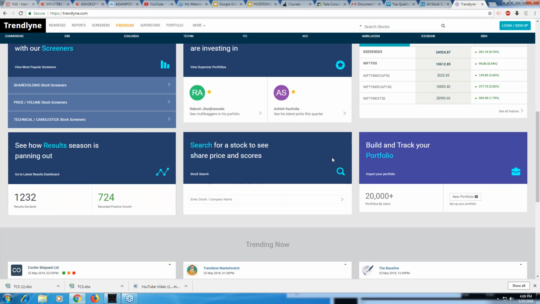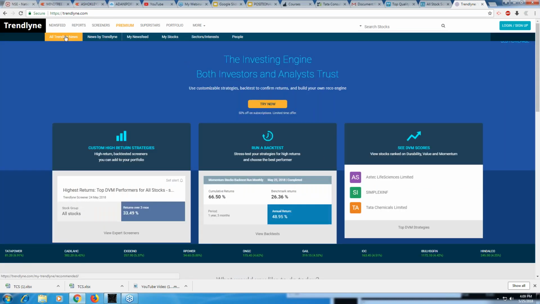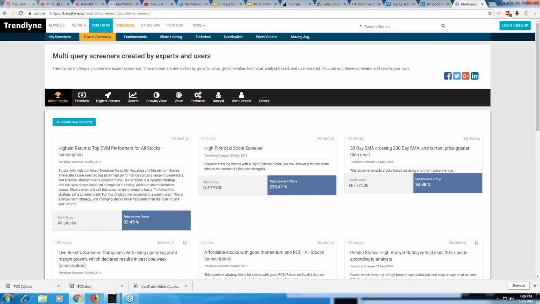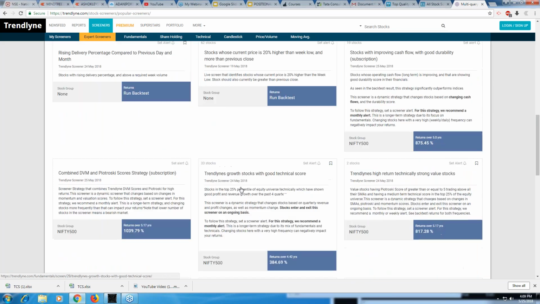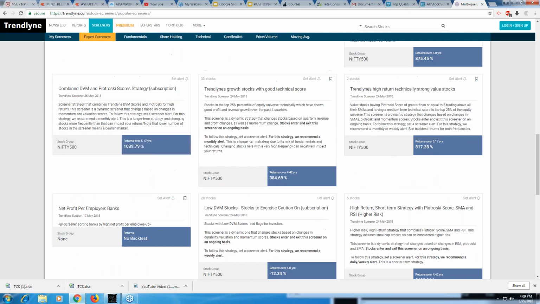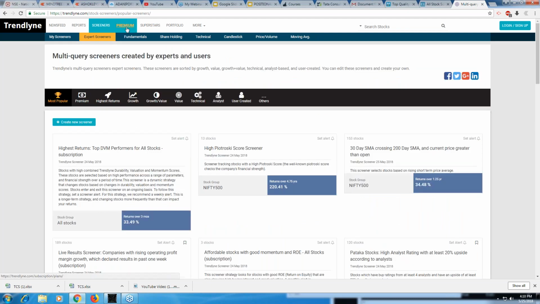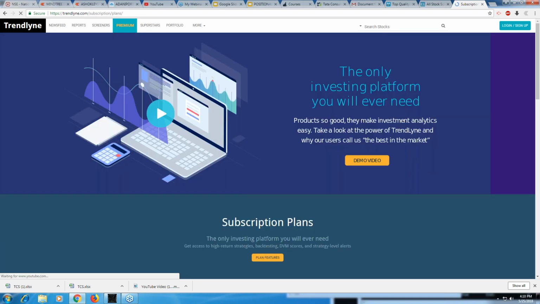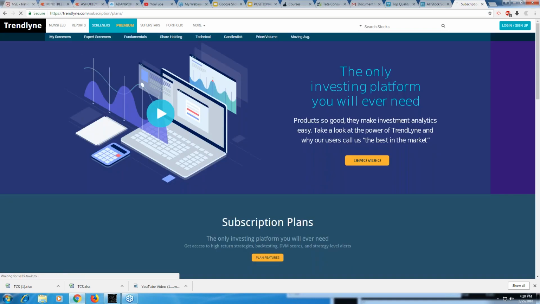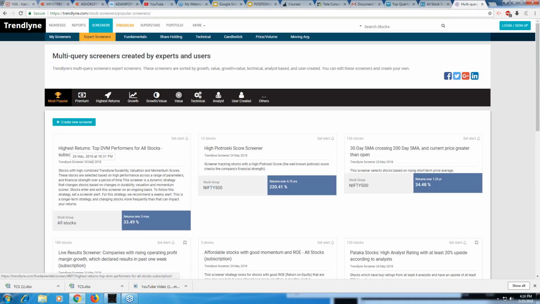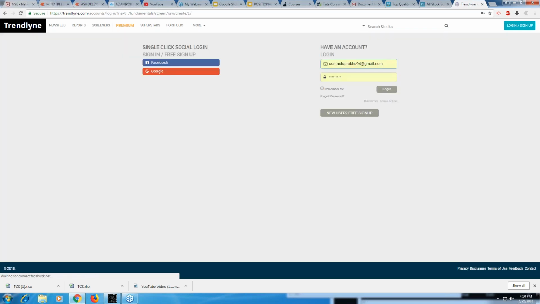This used to be one of the good ones. This is where you go to the screeners and you can see different screeners that are available, and you can scan them. We had our own scanners, but now I'm not using it anymore. I'm using only charting scanners, right? Then you have the premium version of it also, with different subscription plans. So I am not going to go for it. Just go for the free version, where you get the simple create new screener, and then you have to log into it.